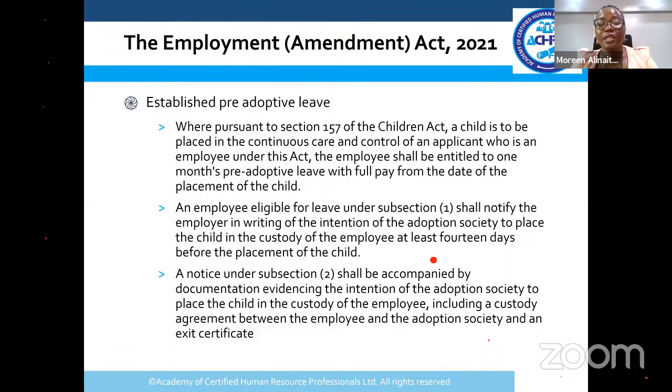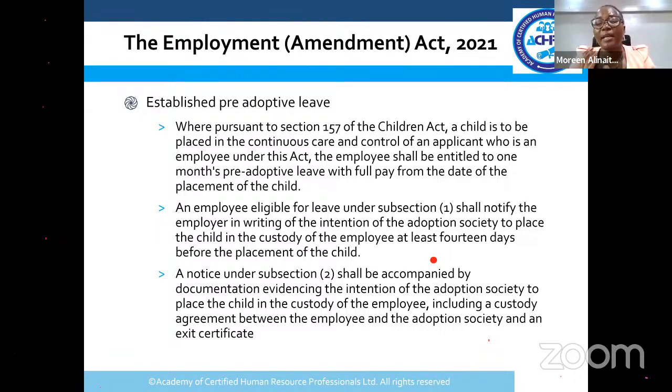A notice under subsection 2 shall be accompanied, I went ahead of myself, by documentation evidencing the intention of the adoption society to place the child in the custody of the employee, including a custody agreement between the employee and the adoption society and an exit certificate. Don't be twisted as an HR manager. They may think you don't know these things. I'm telling you for free.